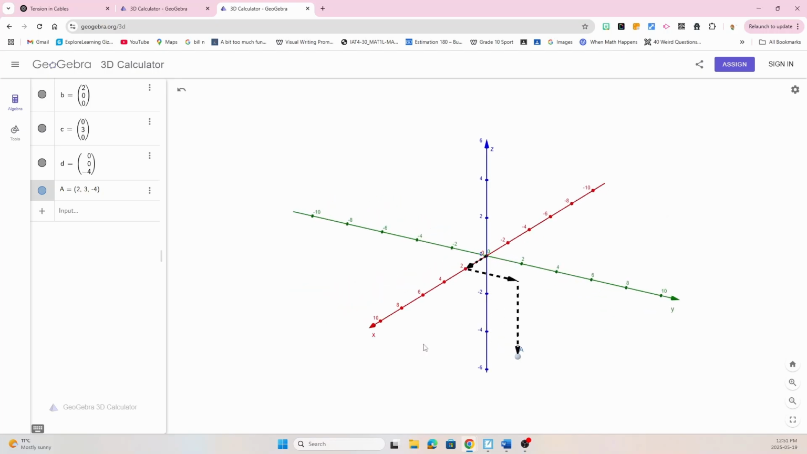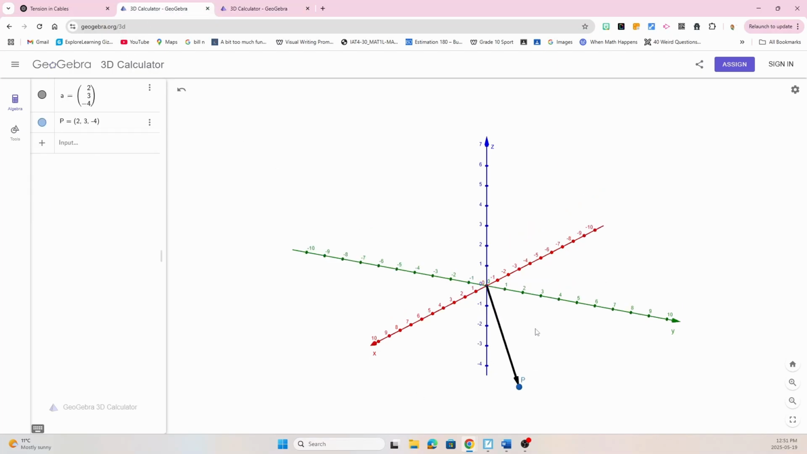Now, imagine that we were drawing a vector, a position vector that starts from the origin and goes out to that point that's at 2, 3, negative 4. So it's going to look something like this. And remember, we can calculate the magnitude and the direction. The direction is just the point itself. But we're going to pop back over to the regular screen, and I'm going to show you how we can calculate the magnitude of that vector using what we already know about 2D vectors in 3D.